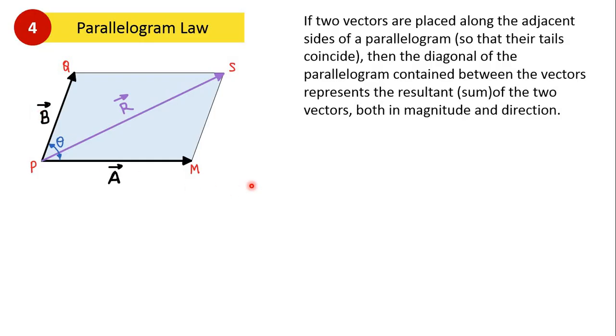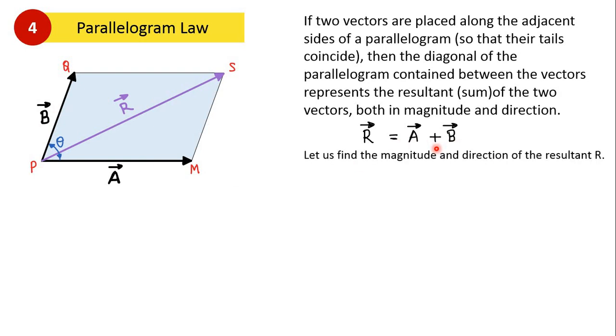Let us continue. So we write the equation R is equal to A plus B. That means this vector R is equal to the addition of vector A and vector B. But note, this length or the magnitude of the resultant is not equal to the magnitude of A vector plus magnitude of B vector. Notice this equation. This is not adding the magnitude, but in fact it's a different answer. Let us find the magnitude and direction of the resultant R.